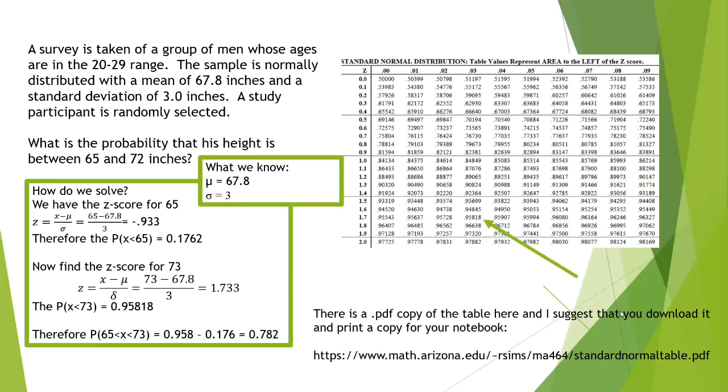I've given you the URL here for a very nice PDF copy of the table. I suggest that you download that and print a copy. Keep it in your notebook, because you're going to use it a lot. I think there is one in the appendix for your ebook, but it'll be a whole lot easier if you have it in front of you for quick reference.